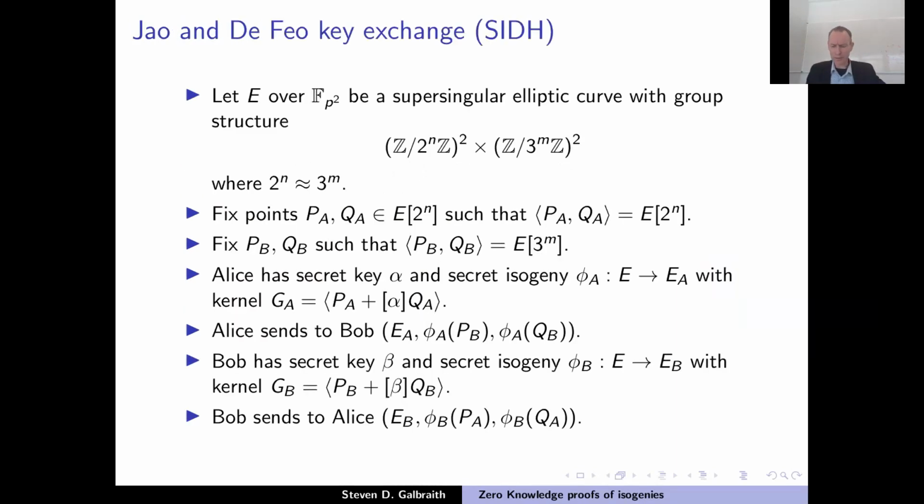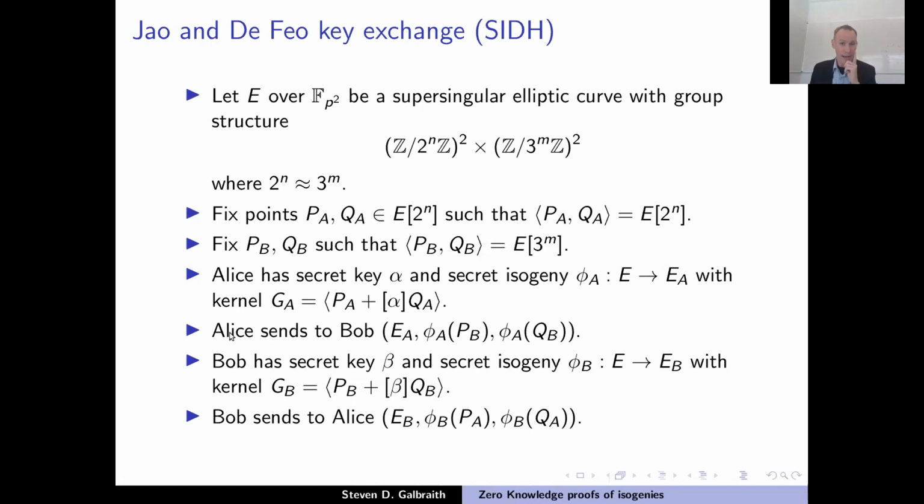Right, so here's SIDH, which is fairly hard to understand if you've never seen it before. The key is that it uses elliptic curves with a very special group structure. And the key point is this fourth bullet point: Alice's secret is a subgroup of order 2 to the n, and Bob's secret is a subgroup of order 3 to the m, and 2 to the n and 3 to the m are about the same size. So Alice has a secret subgroup, and that means she has a secret isogeny, phi sub A. And Bob has a secret subgroup, and he has a secret isogeny, phi sub B.